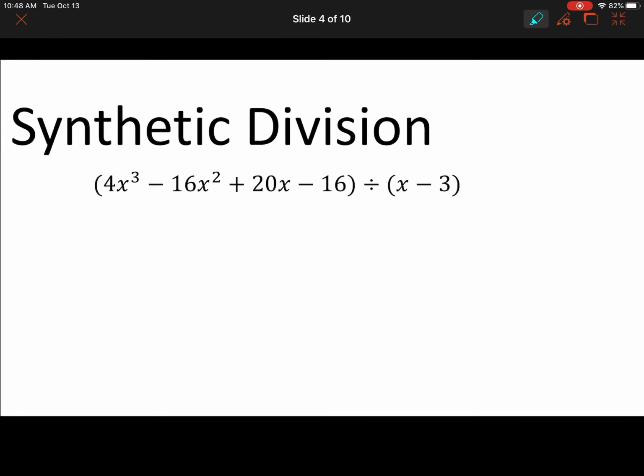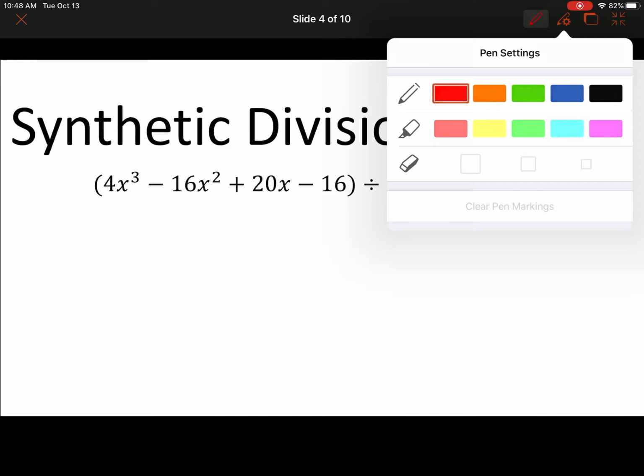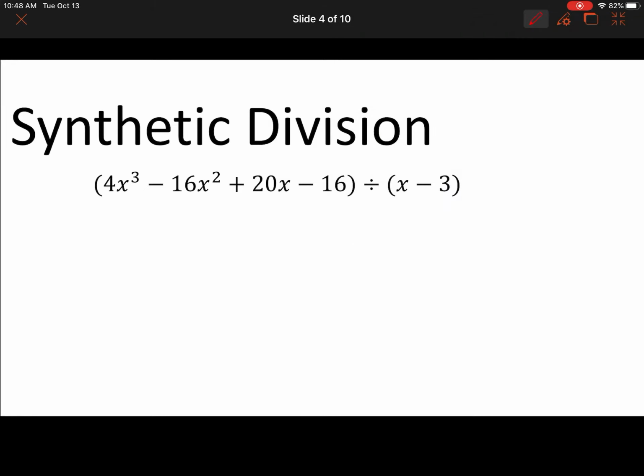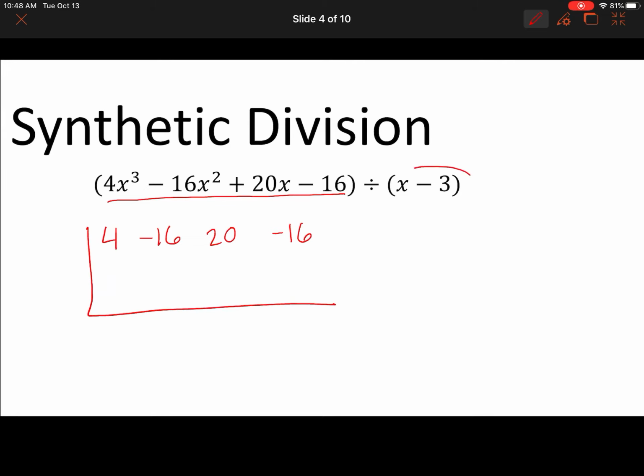Right here, next example. So if you want to, go ahead and pause the video and try this, but we'll set it up. Check for no missing terms. No missing terms, so I just write out my coefficients. And then what number do you think I'm going to use from that? Since it's x minus 3, I'm going to use a positive 3.